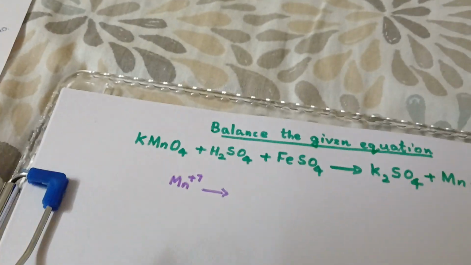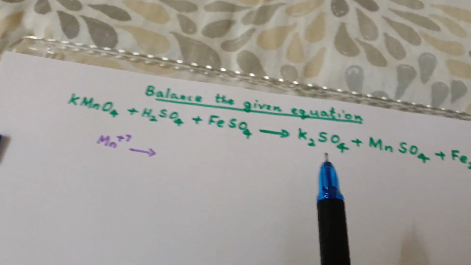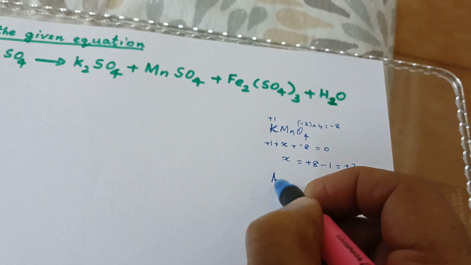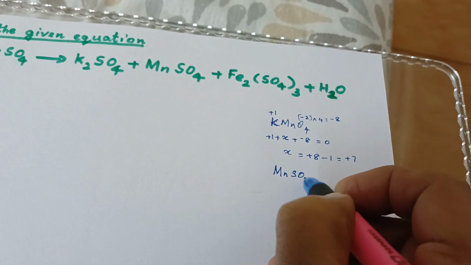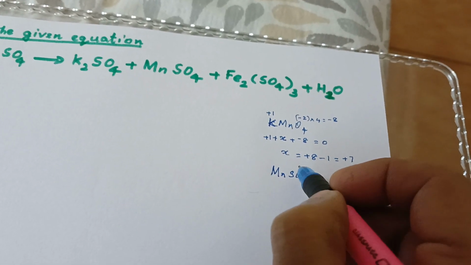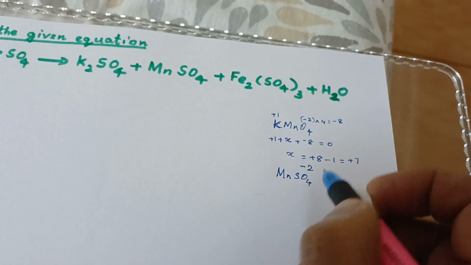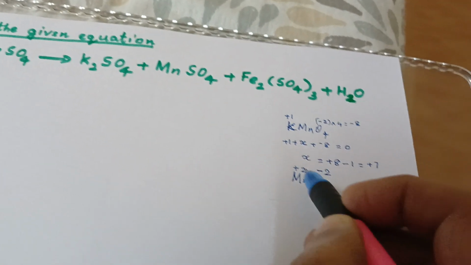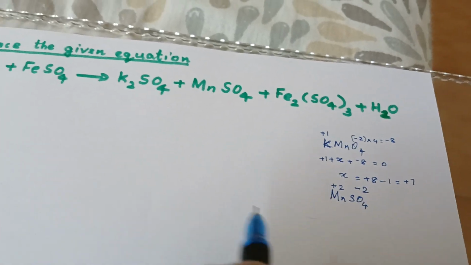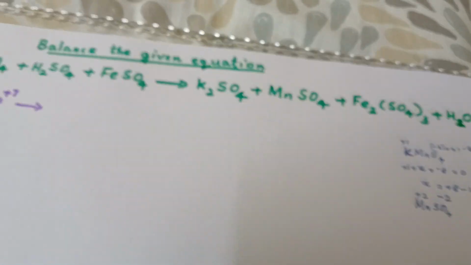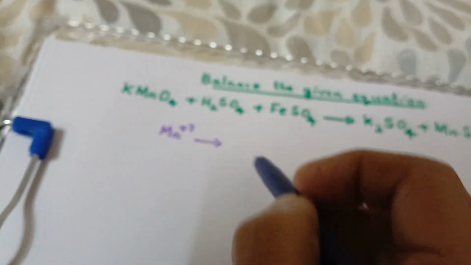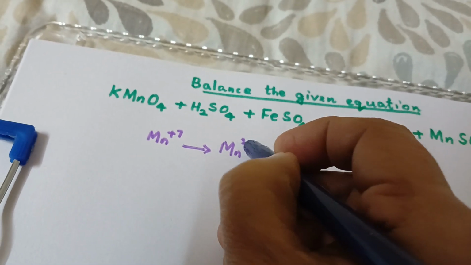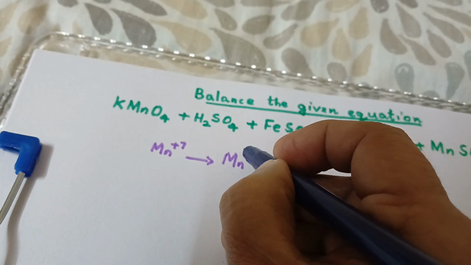Giving, let us find the Mn term on the right hand side. MnSO4: sulfate together is having -2 oxidation state. So Mn should be having +2 oxidation state. Sum will be 0. So Mn +7 giving Mn 2+. This is 7+ and this is 2+.